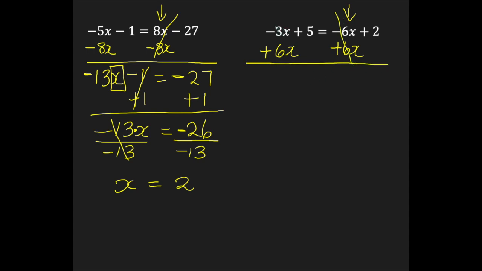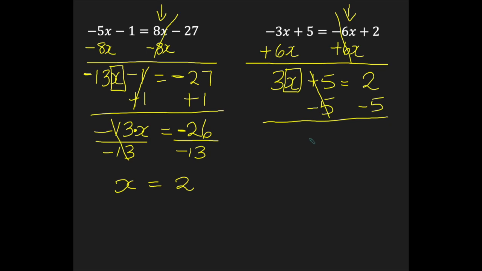That's eliminated. When the signs are different, I subtract, keep the sign of the larger, so that's a positive 3x plus 5 equals 2. I'm not going to write the plus sign. Again, I put a box, which means I need to get rid of the 5 first. It's positive 5. I'm going to subtract 5 on both sides. That's eliminated. I'm going to bring down my 3x equals, when the signs are different, I subtract, keep the sign of the larger, so it's negative 3.